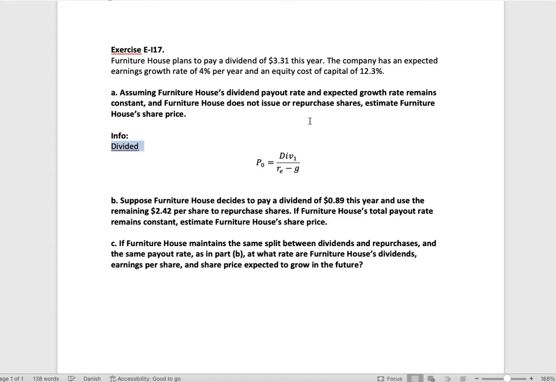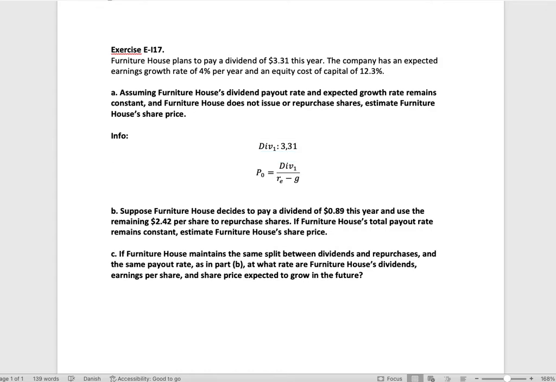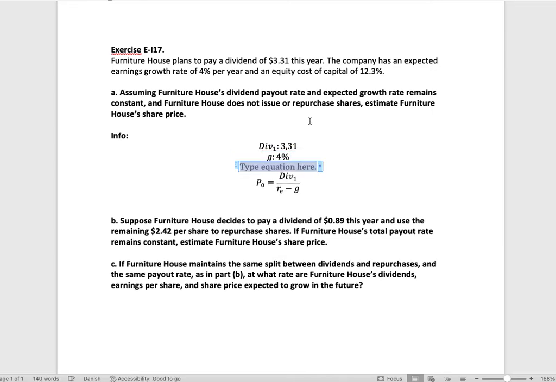Dividend. The dividend was 3.31, and the growth was 4%, and lastly the equity cost of capital is 12.3%.